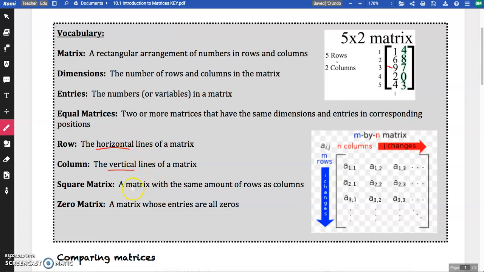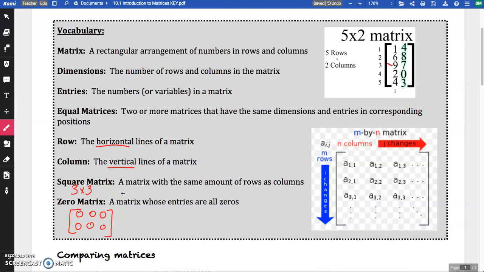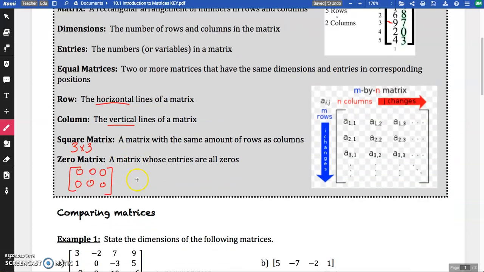A square matrix is exactly like it sounds. It would have the same number of rows and columns, so like a 3 by 3 would be a square matrix. And a zero matrix is a matrix with all 0 entries. That's more useful if you continue learning about matrices and some properties of them. You'll see zero matrix a lot, but we don't go too in depth with it in this class.